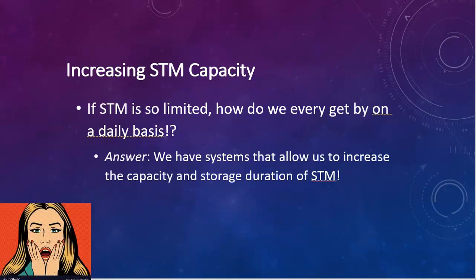So how do we increase our short-term memory capacity? Usually we can only hold about 7 things, plus or minus 2, and that's not a lot of things. So how can we increase the capacity? The answer is we have to use the systems that allow us to increase the capacity in storage. So again, these are going to be those control processes.